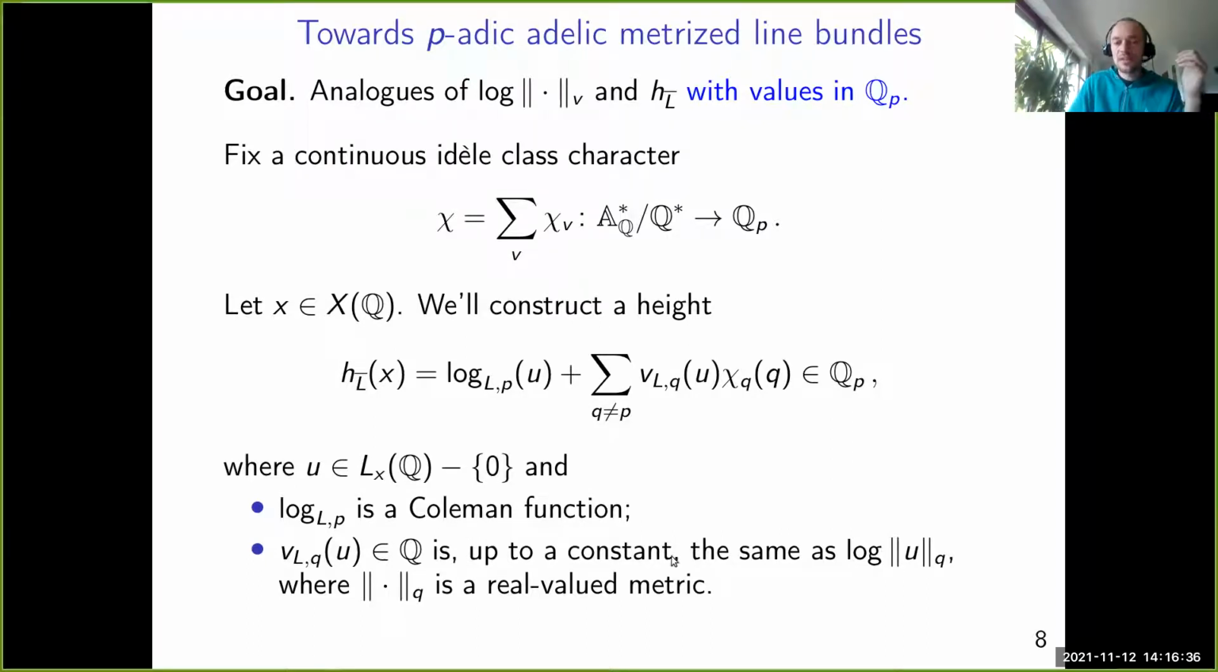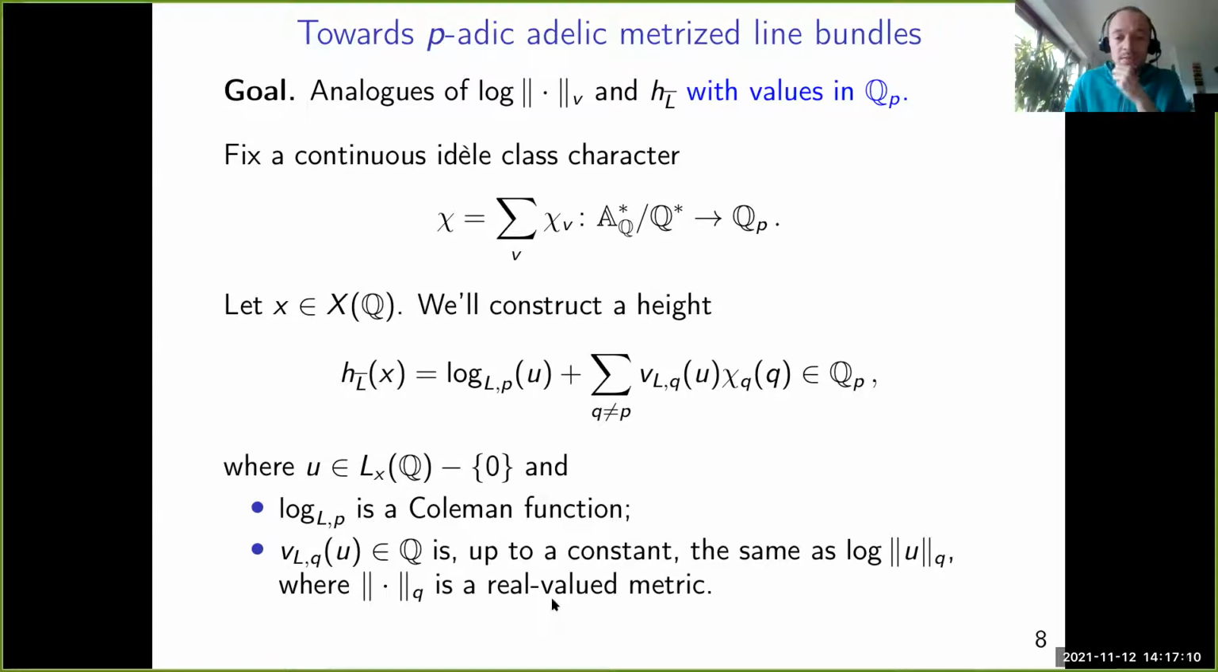More precisely, it's going to be more or less the same as the logarithm of the norm of U, where this is the norm coming from a real valued metric. By more or less, I mean it's up to a constant, right? Because this log norm of U is going to be a real number, but we want a rational number. And it's also not clear that this will work for all real valued metrics, and it doesn't. But for the ones that you tend to come across, this actually holds.